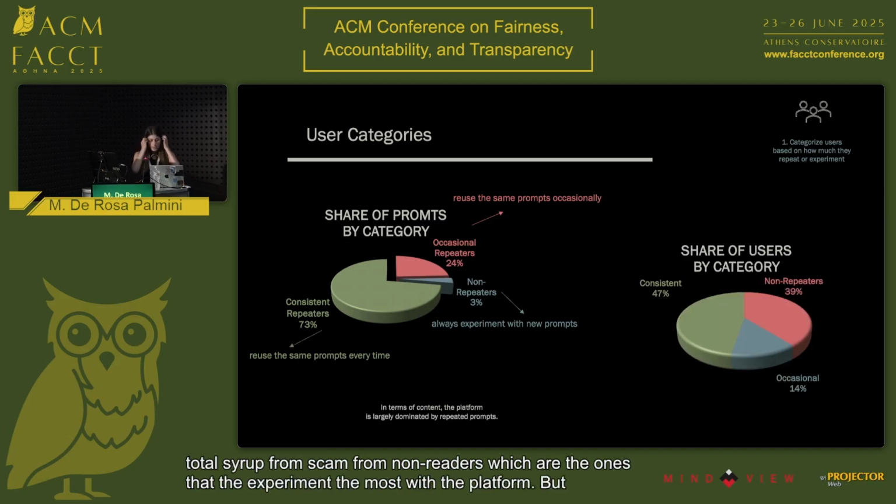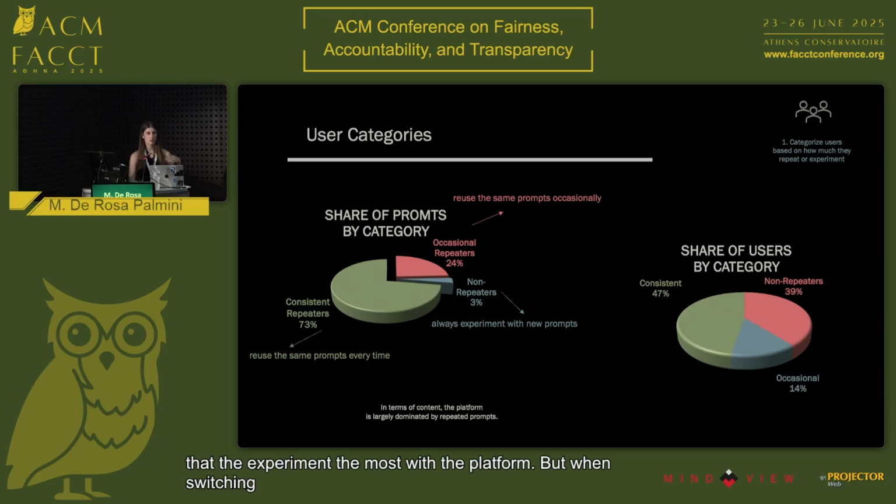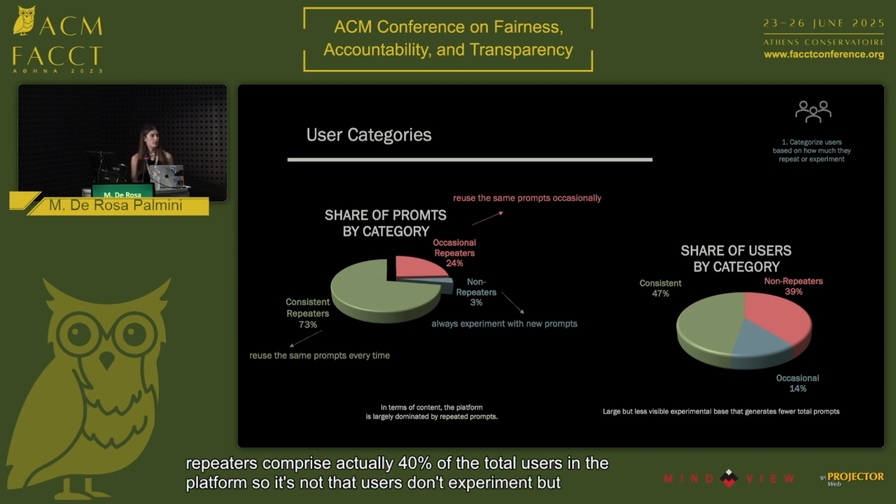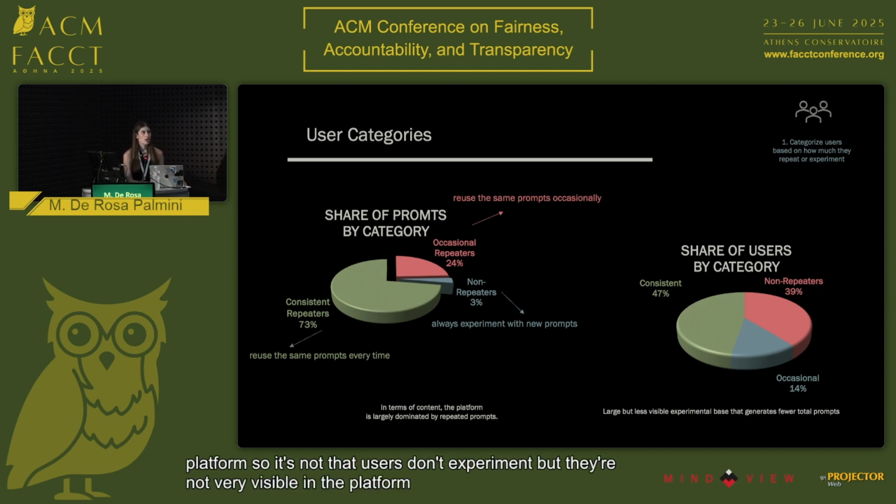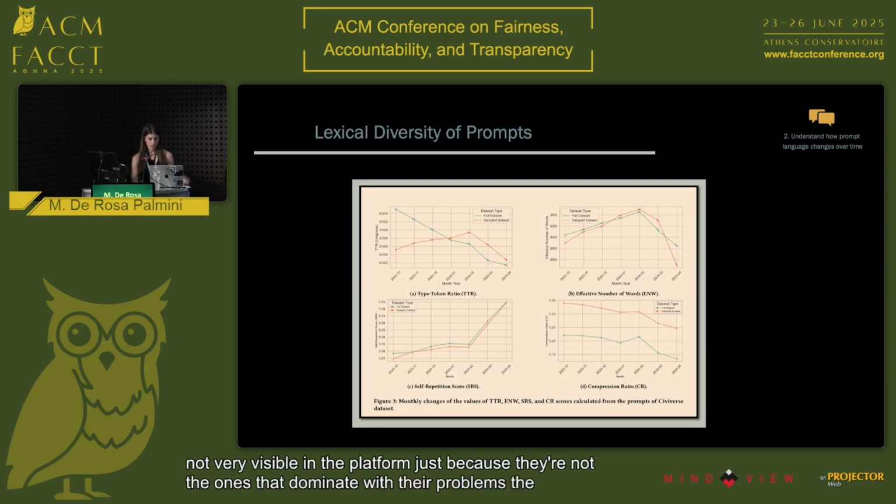But when switching the analysis from the prompt level behavior to the user level behavior, we found out that non-repeaters comprise actually 40% of the total users in the platform. So it's not that users don't experiment, but they're not very visible in the platform just because they're not the ones that dominate the platform with their prompts.